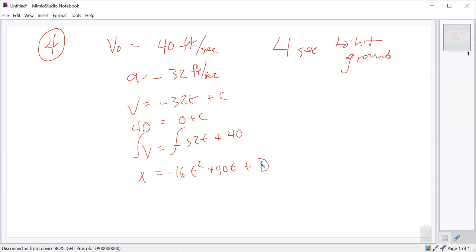And we know that, let's see, it takes 4 seconds for it to hit the ground. That means that its position will be 0 after 4 seconds. So 0 equals negative 16 times 4 squared plus 40 times 4 plus that constant. And what does that give you for that constant?